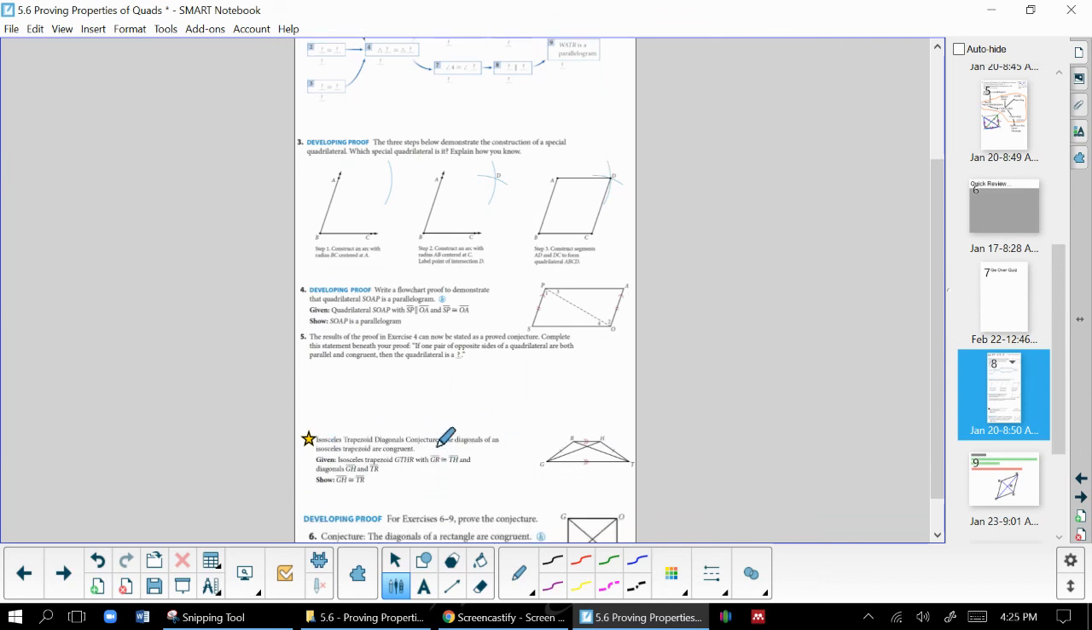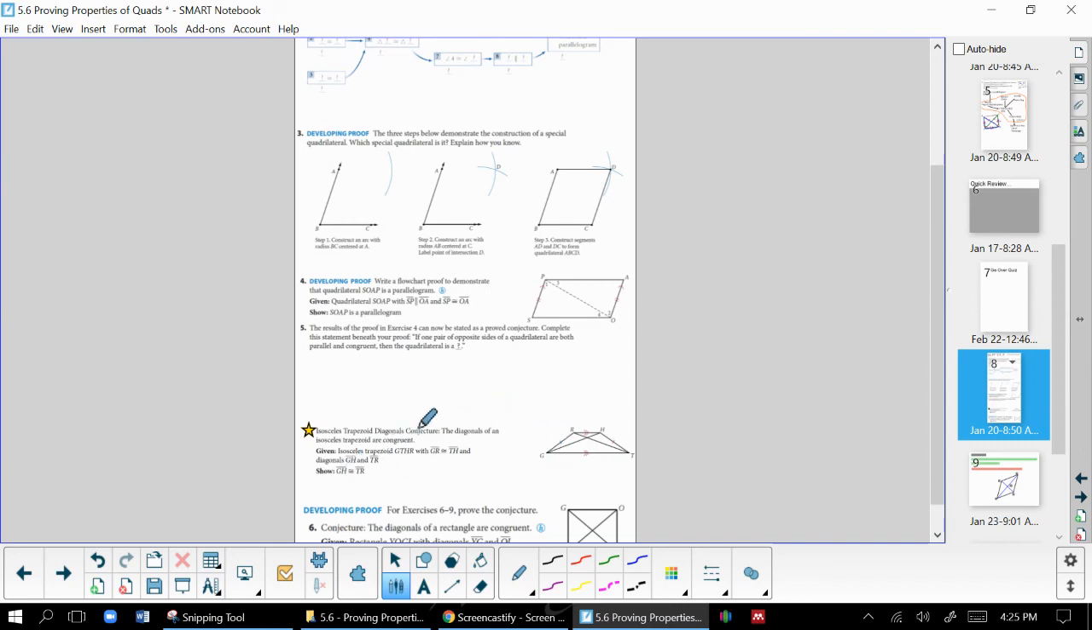Number 9 here. This is a good one. We've done this proof already. We haven't called it an isosceles trapezoid yet, so you really need to think about, what does a trapezoid mean? Because that's what's going to help you. Use the definition of a trapezoid to help you with this proof, because I think we've already done this one. I just told you what trapezoid meant instead of using the word trapezoid.